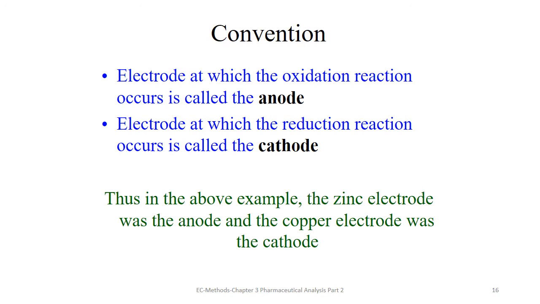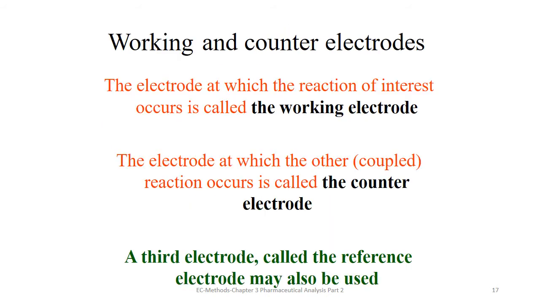The electrode at which the oxidation reaction occurs is called the anode, and the electrode at which the reduction reaction occurs is called the cathode. Thus, in the above example, the zinc electrode was the anode and the copper electrode was the cathode.